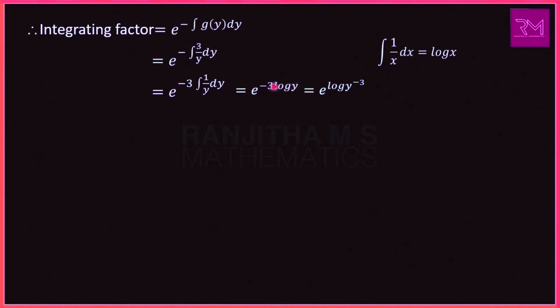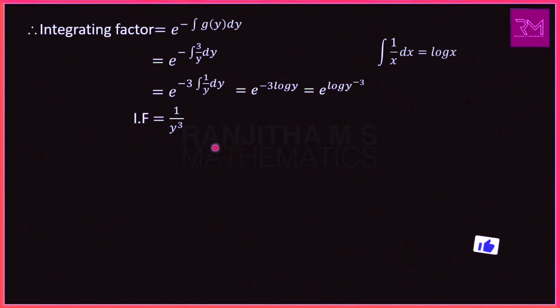Here take this -3. This is of the form n log m. Therefore we can write it as log m^n. Here the exponential and log get cancelled. This is y^(-3). Hence we get the integrating factor as 1 by y^3. If we take y^(-3) to the denominator, that becomes 1 by y^3. This is our integrating factor.